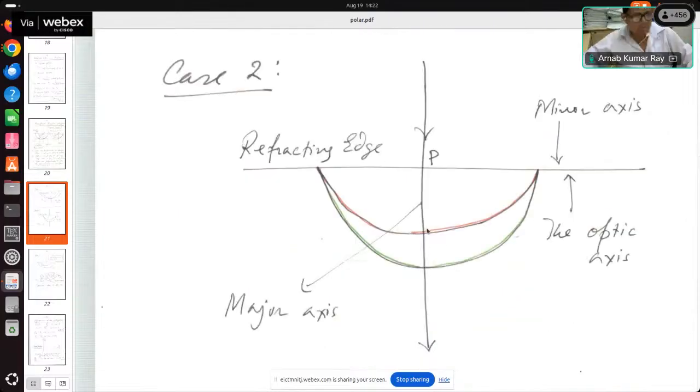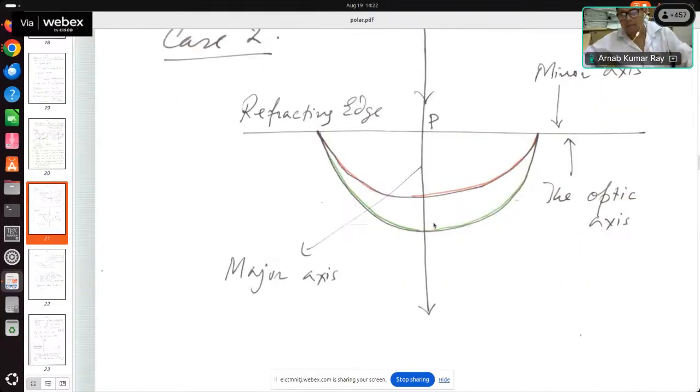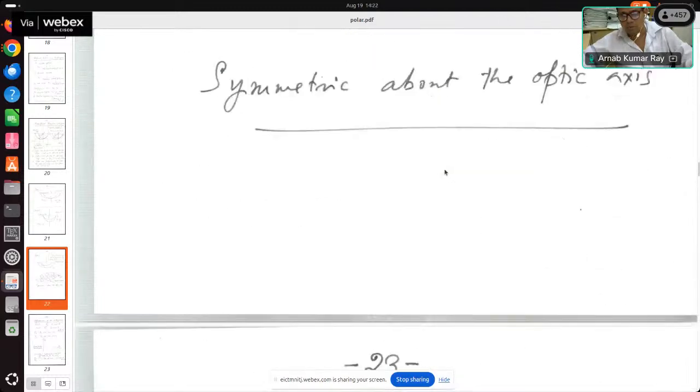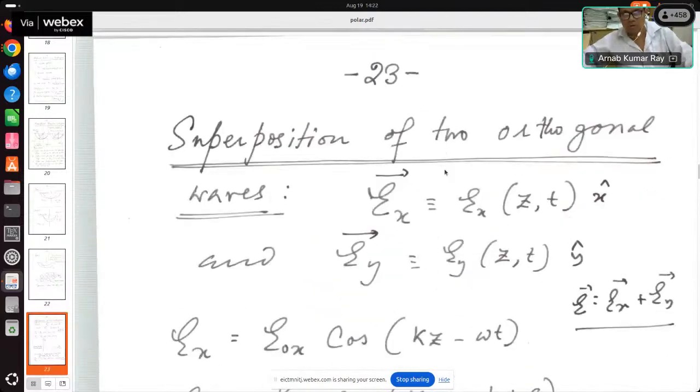As it happens, today we shall discuss plates, quarter wave plate and half wave plate. So this idea will be very important. But before that, let us move on to a little discussion on some basic ideas, because these ideas will be necessary when we discuss optical activity also. So here it is, superposition of two orthogonal waves.